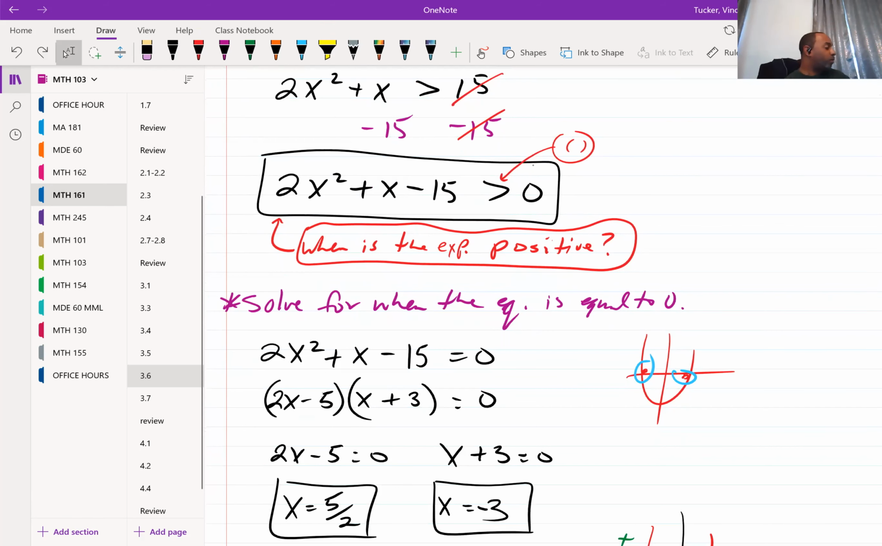So you just solve your equation the way you normally would. 2x squared plus x minus 15 equal to 0. I decided to go ahead and factor. And setting those factors equal to 0 gives us 5/2 and -3.